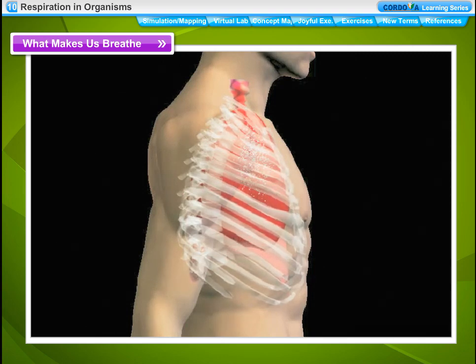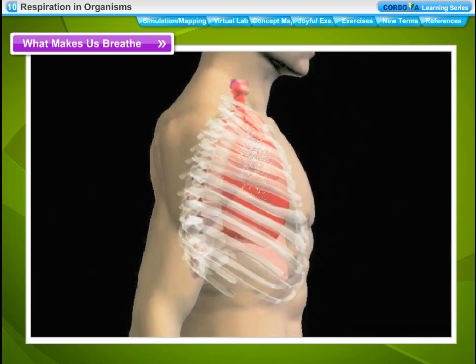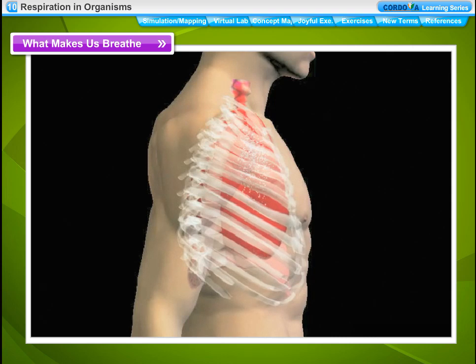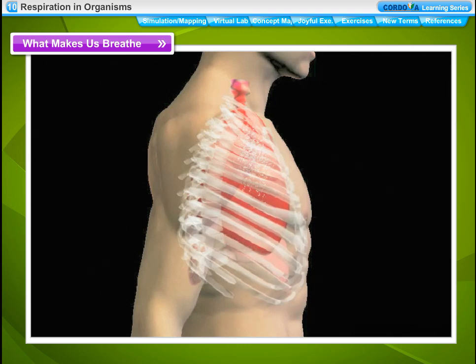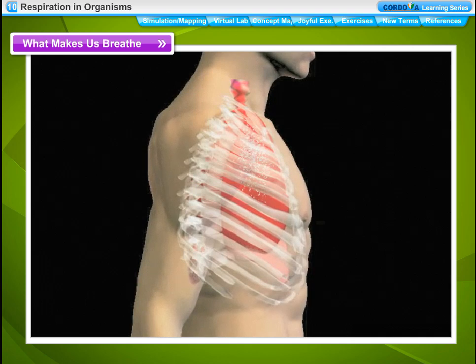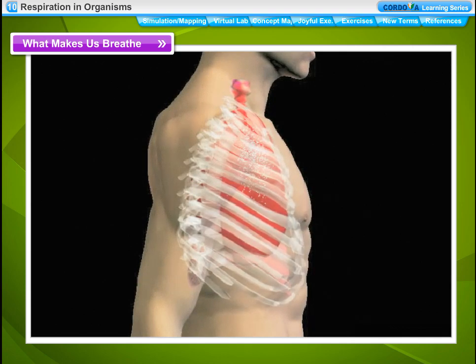The upward and outward movements of the ribs and the downward movement of the diaphragm increase the space in the chest cavity. The chest cavity becomes larger and the air rushes into lungs. The lungs get filled up with air and expand.